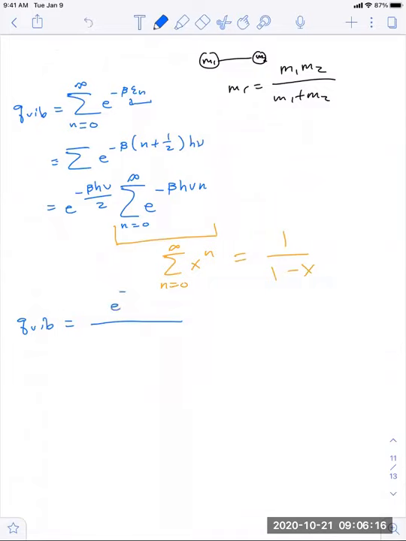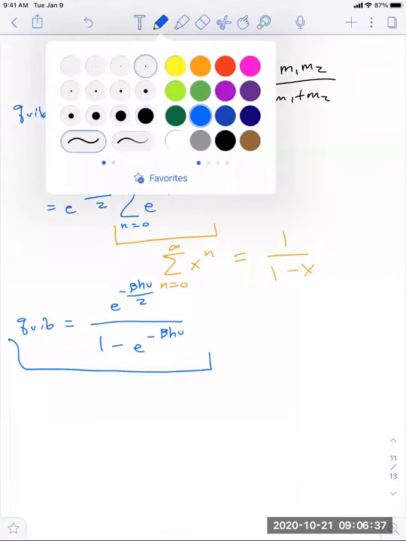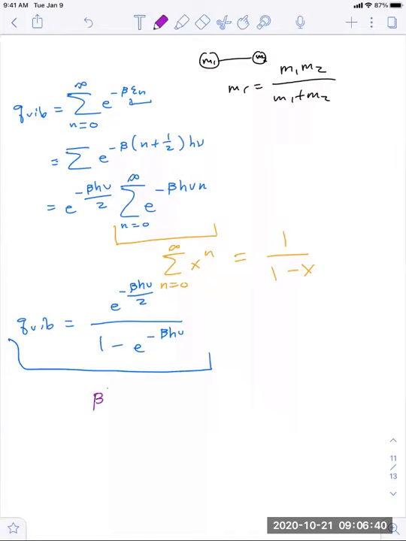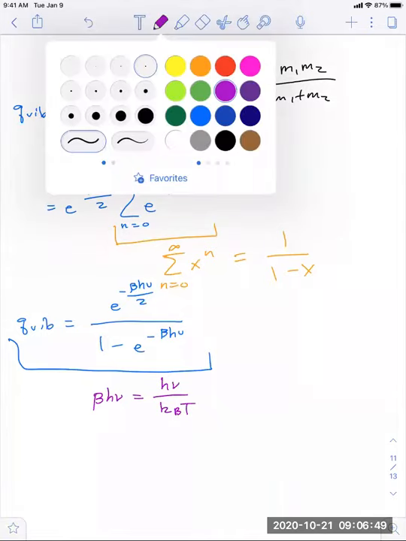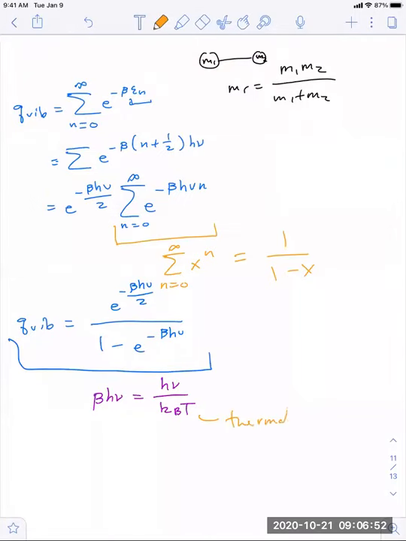It is this constant e to the minus beta h nu over 2 divided by 1 minus e to the minus beta h nu. And this beta h nu is an interesting quantity that emerges here in the exponential. So beta h nu is h nu divided by kBT. We know kBT is like the thermal energy in the system, and h nu is like the vibrational energy.